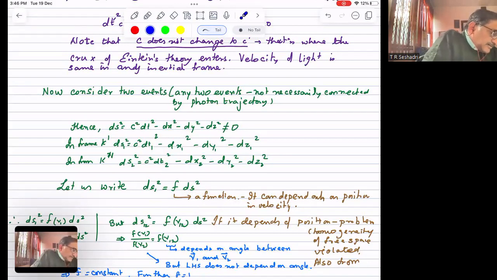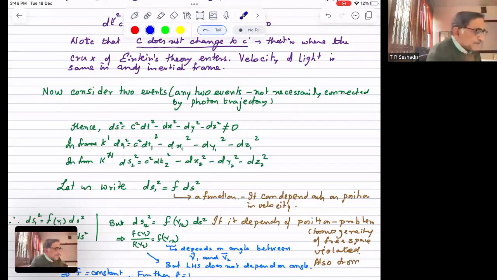Can it depend on x? It cannot. Because if it depends on position, it means this transformation, this relation, is position dependent. And in empty space, all points are the same. So there is no reason why there should be position dependence, and hence this f should be independent of position.